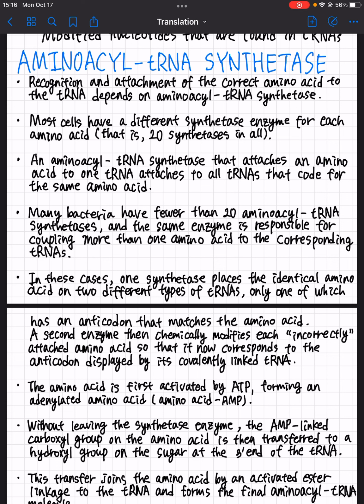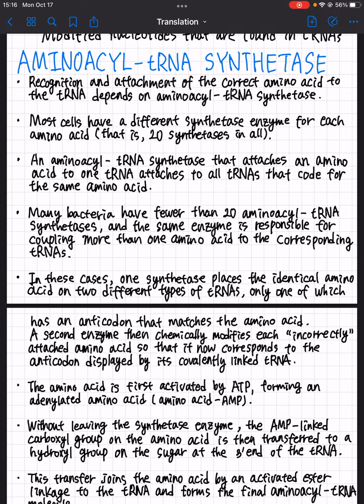The synthetase-catalyzed reaction that attaches the amino acid to the 3' end of the tRNA is one of many reactions coupled to the energy-releasing hydrolysis of ATP, and it produces a high-energy bond between the tRNA and the amino acid. The energy of this bond is used at a later stage in protein synthesis to link the amino acid covalently to the growing polypeptide chain.